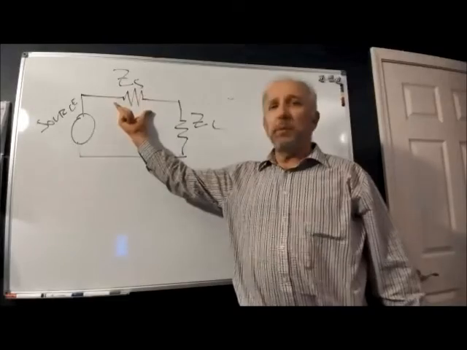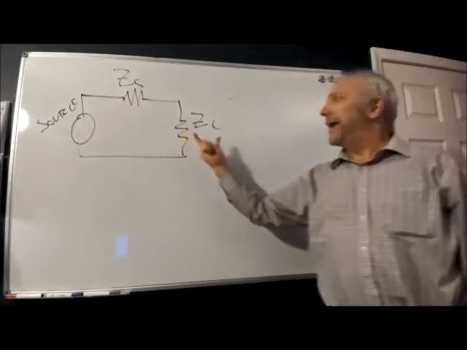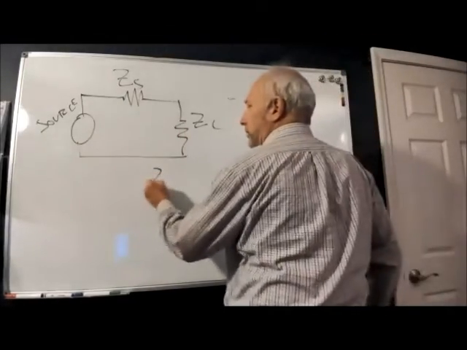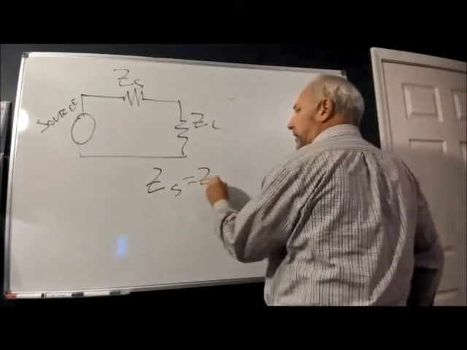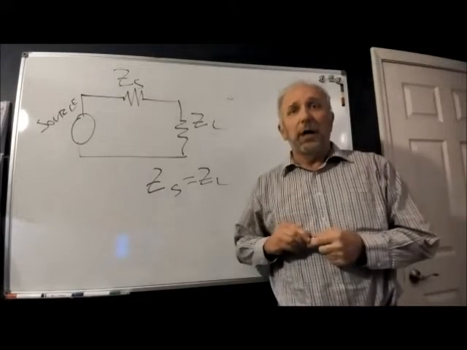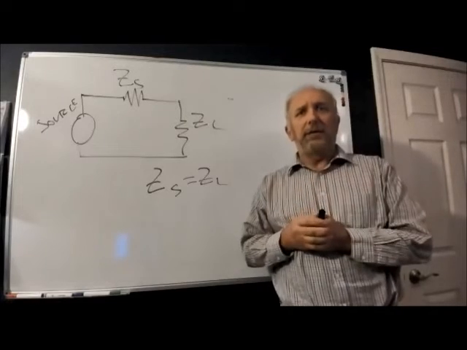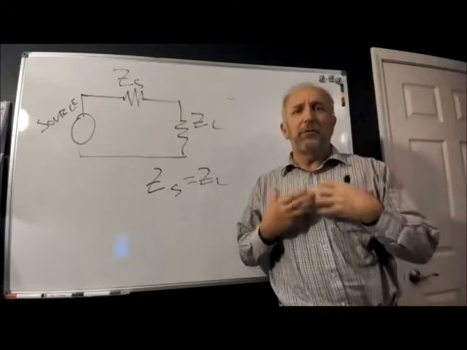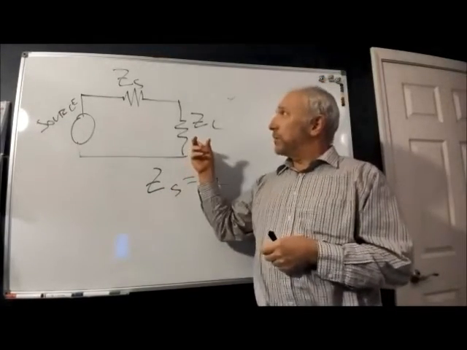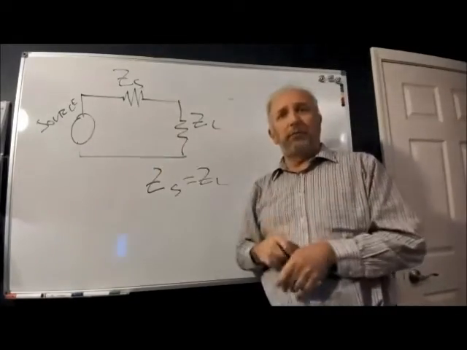Now, I have a source voltage, a source impedance, and a load. And of course, we know that maximum power transfer takes place when Z sub S is equal to Z sub L. This is interesting because it is really the basis of a significant part of our circuits, our devices, and our design. We want to have maximum power in the load, sent or received from the source.